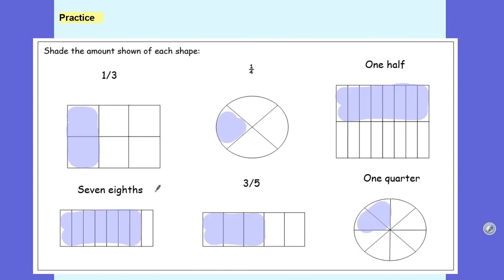Okay, these are the answers you should have got. You should have split this first one into 3 sections and shaded in 1 section. The second one was already in 4, so you just need to shade in 1 section of that. This one we split it in 2 and shade half. This one was 7/8, 3/5 and 1/4 we shaded by splitting it into 4.